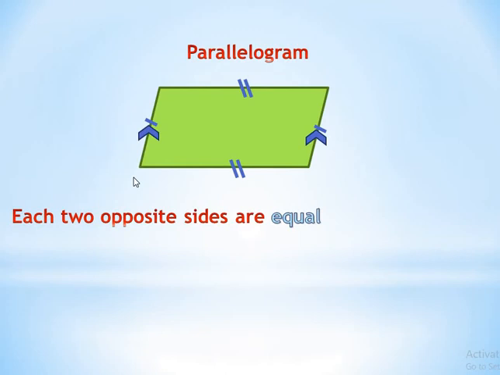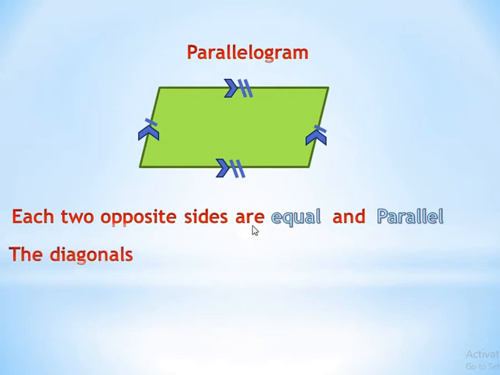And we have another property. Each 2 opposite sides are parallel. Do you remember the word parallel? Parallel means never intersect. So each 2 opposite sides are equal in length and parallel. We can say this side is parallel to this side, and this side is parallel to this side.